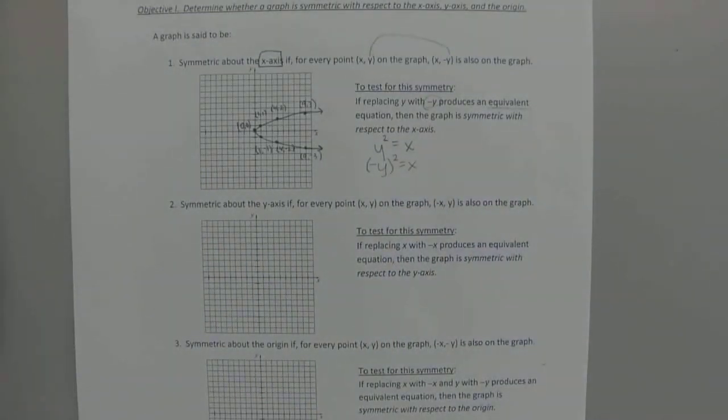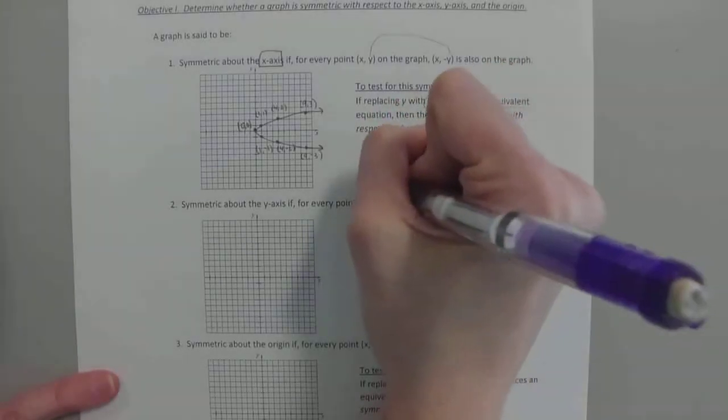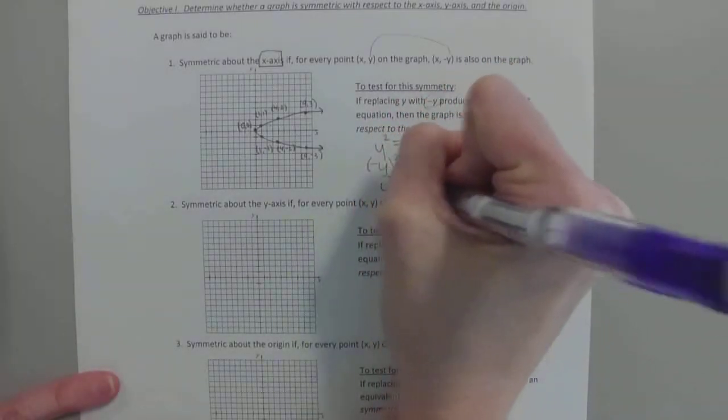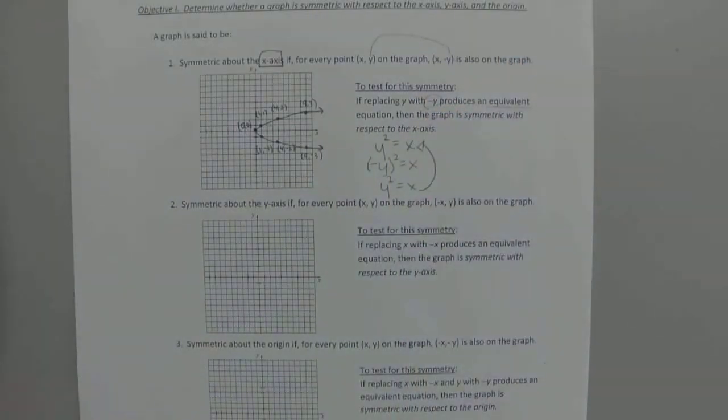So all I'm doing is testing it algebraically if it's symmetric about the x-axis. But what do we know about squaring a negative? It becomes positive, right? So do you agree that negative y squared is the same thing as y squared equals x? And what do you notice about it compared to the original?